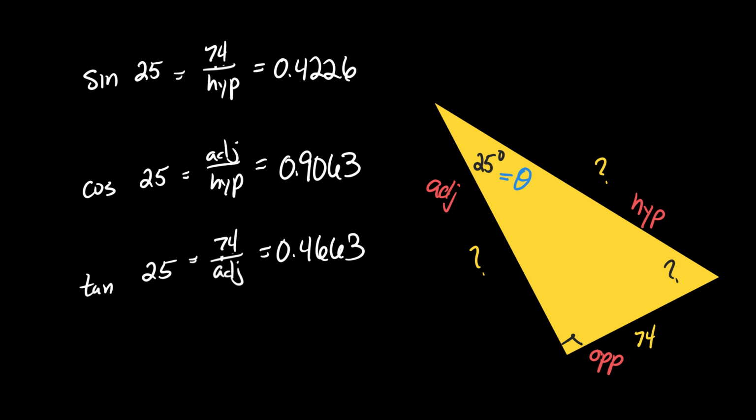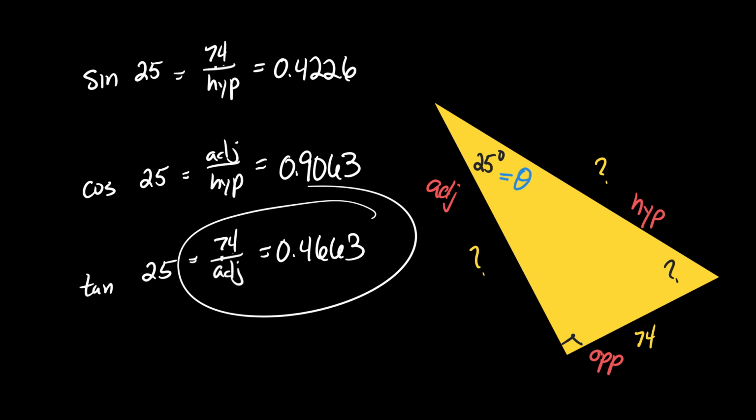All right, so once you've done that, then over here, it looks like I can solve this one, and I can solve this one. So that's what you should do, solve them. So I'm going to solve for the hypotenuse, which is going to be 74 divided by 0.4226. And I get 175.